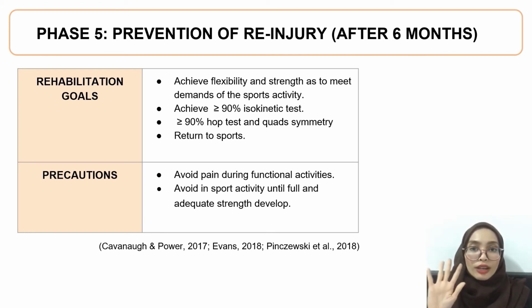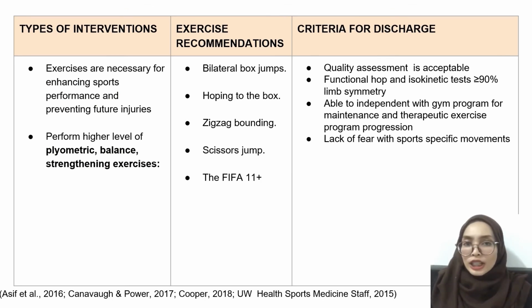Phase 5 begins after 6 months of surgery. The rehabilitation goals are to accomplish strength and flexibility for sports activity. The next goal is to achieve 90% on isokinetic tests, with quad strength and hop symmetry relative to the opposite limb. As for the precautions, patients should not continue the activities if they do not have sufficient strength or if pain occurs during the activities. At this point, the physical therapist or athletic trainer will provide specific exercises based on the sport and needs.